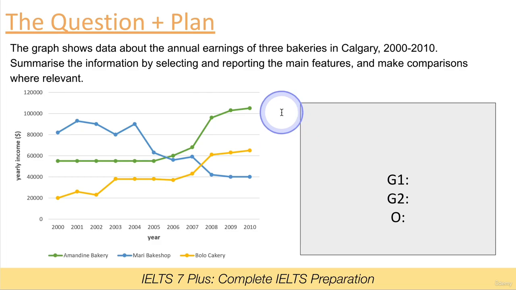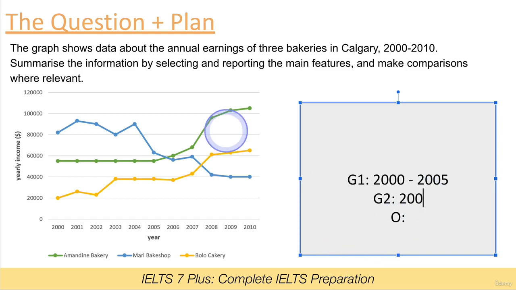So let's think about our groupings. Now, you can do different things for the groupings. Maybe you like to choose a point in the yearly income. You could pair two bakeries together and then do one bakery in the next group. For this one, I think when there's only three bakeries in this case, or lines, I think it's nice to split up the years. So we've got quite a nice middle point here at 2005. And so we can really just split it down the middle.